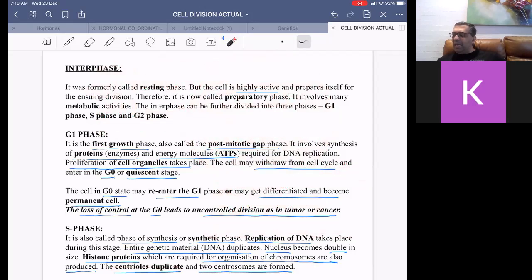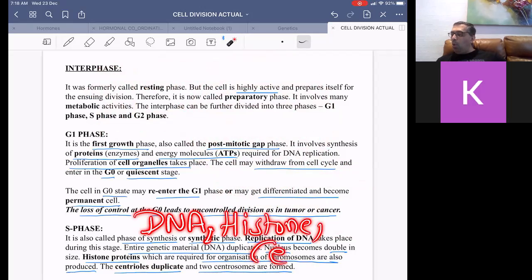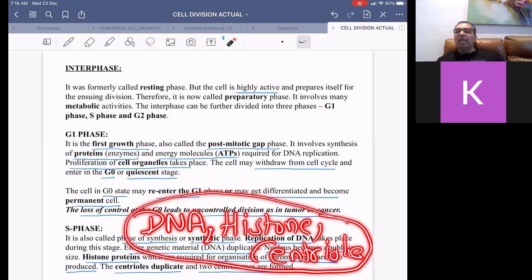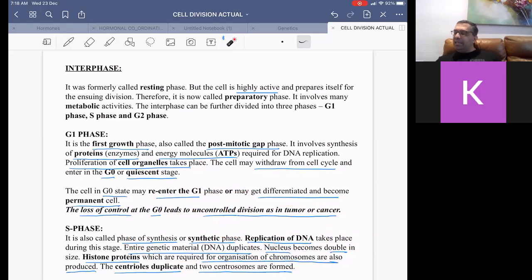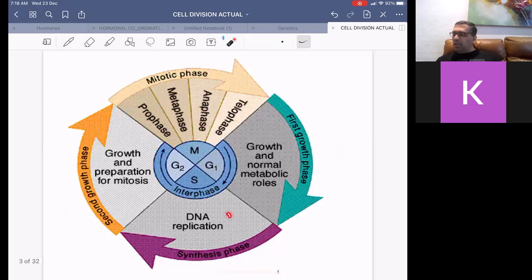So S phase में तीन चीजें मल्टीप्लाई होती है. The DNA replicates, histone proteins replicate, and the centrioles replicate. याद रखना एस फेज सबसे इंपॉर्टेंट है. डीएनए, हिस्टोन प्रोटीन्स एंड सेंट्रियोल्स रेप्लिकेट ड्यूरिंग द एस फेज. एंड देन फ्रॉम एस फेज द सेल गोज फ्रॉम सिंथेसिस फेज into second growth phase. Second growth phase is growth and preparation for mitosis.